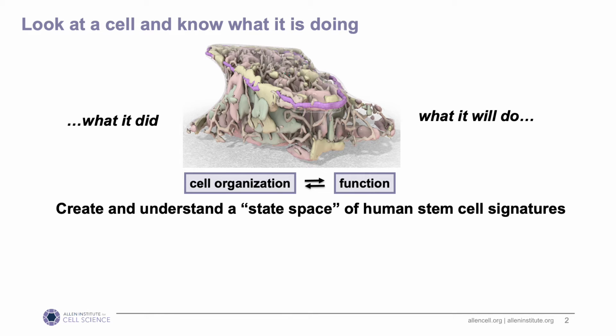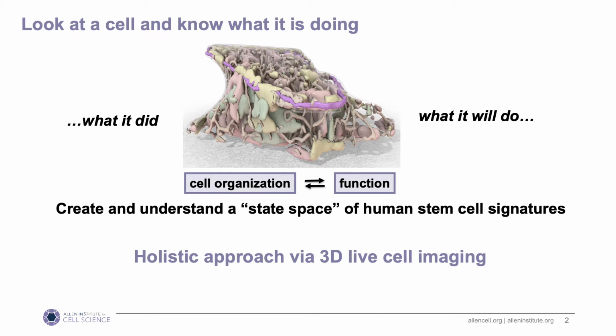At the Allen Institute of Cell Science, we want to understand the cell. We believe we should be able to look at the cell and know what it is doing, and what it did, and what it will do. We believe this is possible because of the strong interlink between cell organization and function. Our goal is to create a state space of cell signatures and to understand that space. We take a holistic approach via 3D live cell imaging.